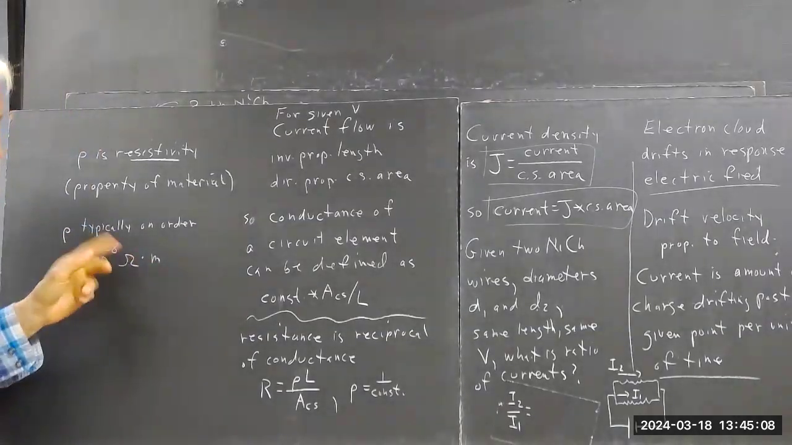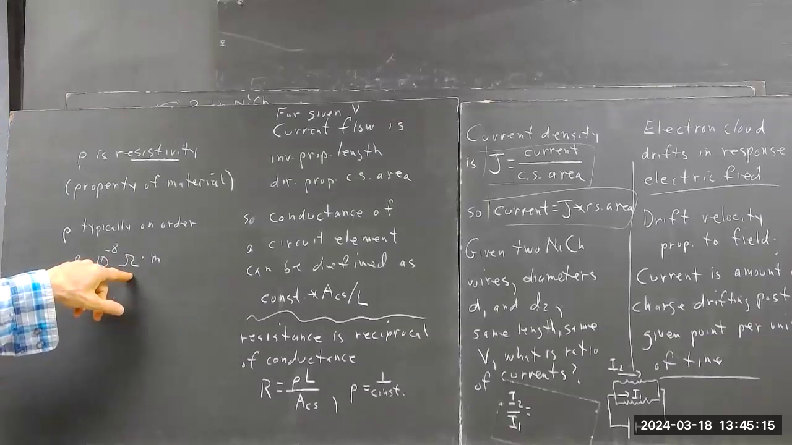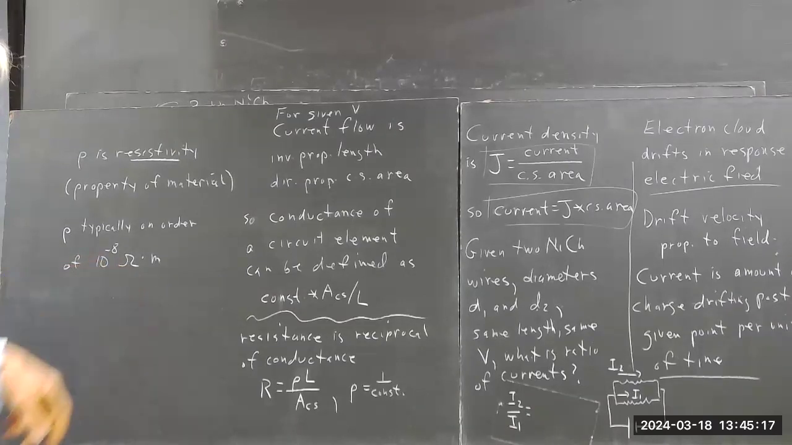I think values of rho are typically on the order of 10 to the negative eighth ohm meters, but I haven't told you what ohms are. Okay.